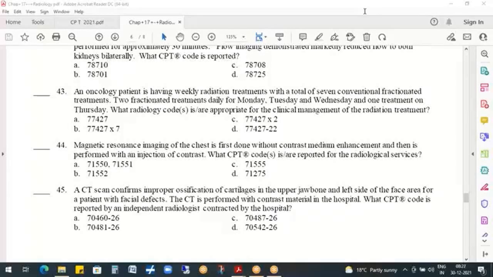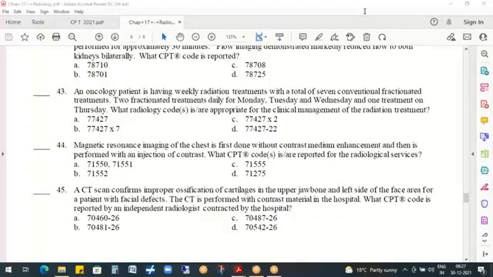This question number 43, first point. Sorry, 44. What is the body part in question number 44? Chest. On chest, what is the technique performed? First without contrast, followed by with contrast, the injection form.